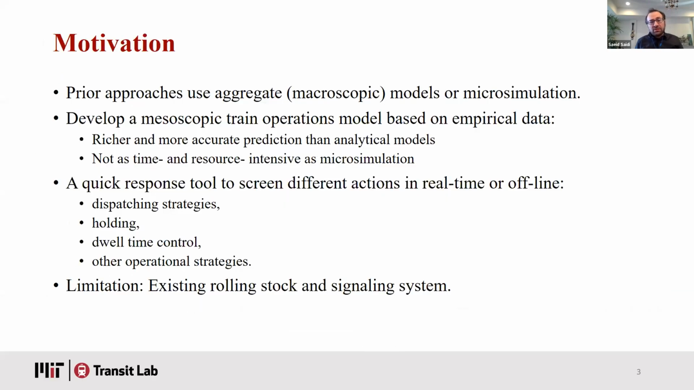So the motivation of this study is to develop a train operations model from empirical data on a mesoscopic level. There are very accurate micro simulation models already developed, but this mesoscopic model is not as time and resource intensive as micro simulation models. At the same time, it provides richer and more accurate predictions than analytical models. However, the limitation with this model is that we're dealing with existing rolling stock and signaling systems because everything is based on historical data.